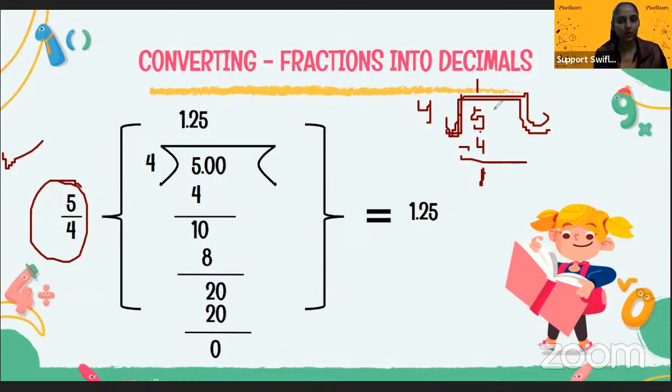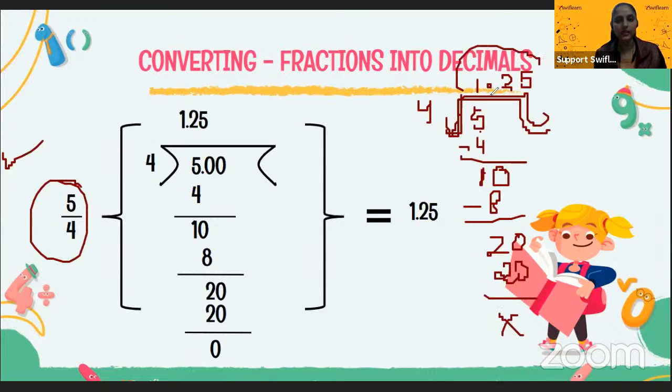See, 1 does not go. What I will do, I will put a point and I will add 0 here. Now 4 twos are 8. Again I will subtract, then again I will put 0 because I have already put the point here, right? Now 4 into 5 gives me 20. It means here is the answer. That means 5 by 4 is equal to 1.25. Okay, एक सकती हूँ यहाँ पे, how can we do it mentally as well?